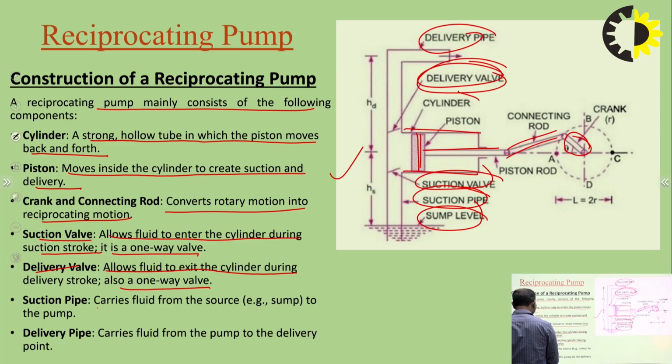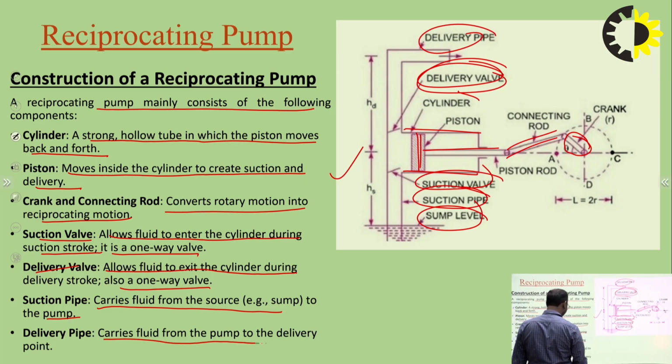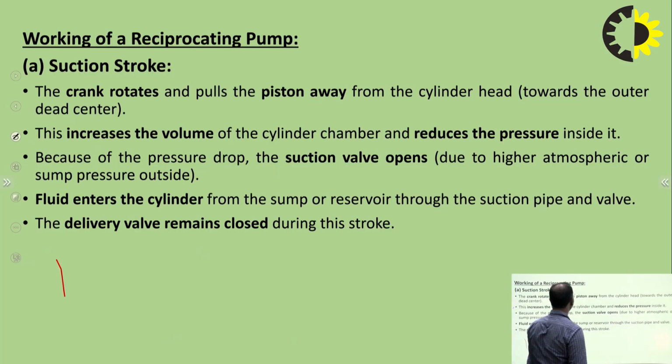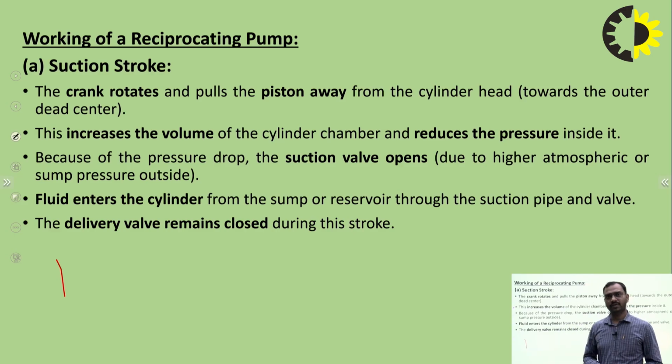Then suction pipe carries fluid from the source, means sump, to the pump. Then delivery pipe carries fluid from the pump to the delivery point. This is the construction of a reciprocating pump. Then what is the working behind reciprocating pump? So the whole working of reciprocating pump is divided into two strokes. First one is suction stroke and second one is delivery stroke.